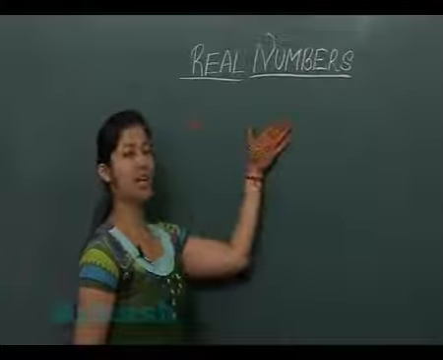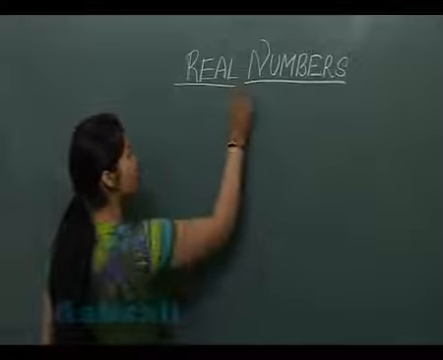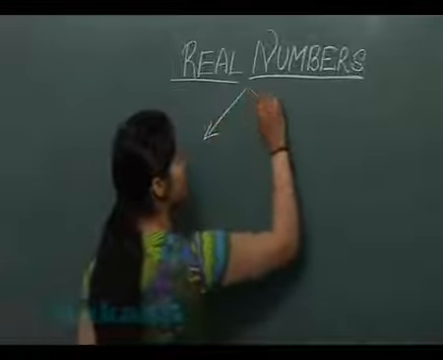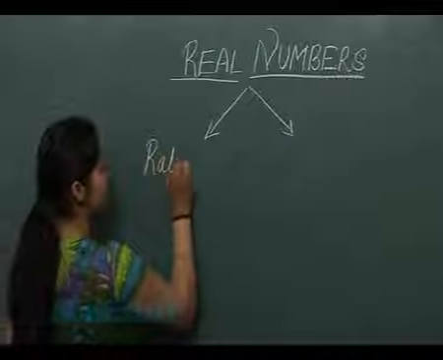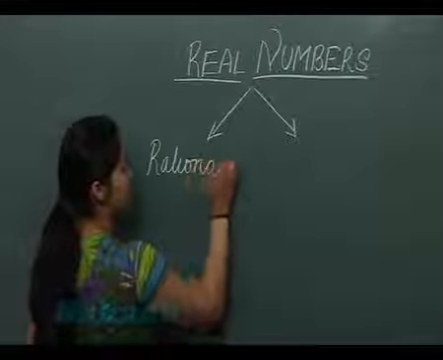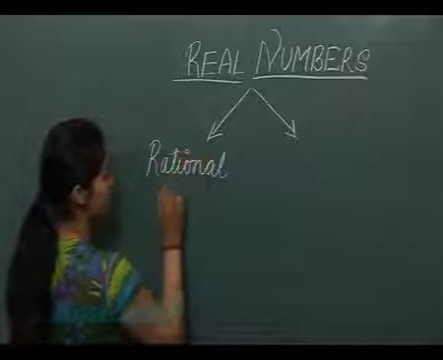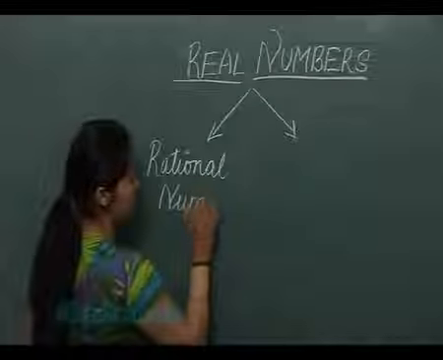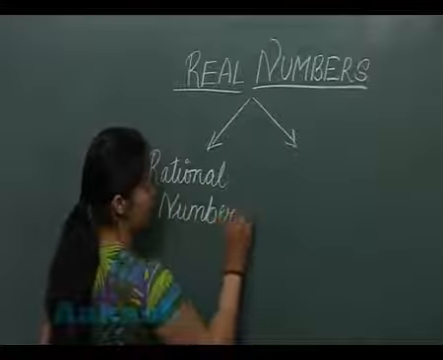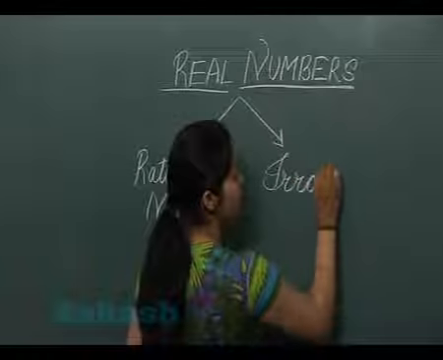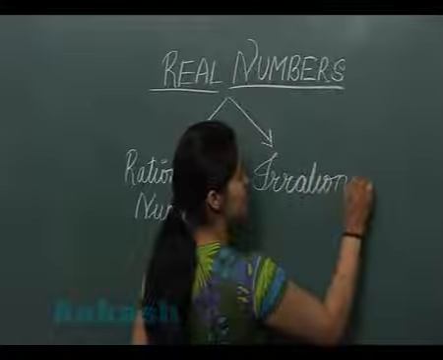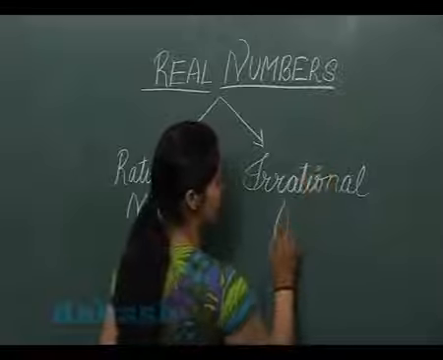The real numbers have been divided into two parts. One is called rational numbers, and second, irrational numbers.